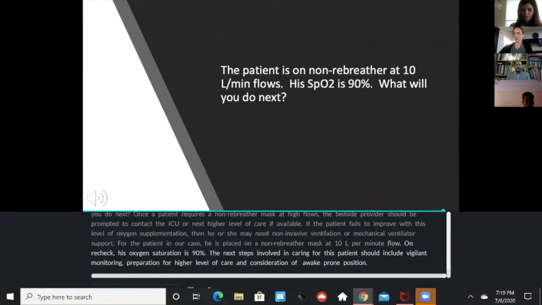For the patient in our case, he is placed on a non-rebreather mask at 10 liters per minute flow. On recheck, his oxygen saturation is 90%. The next steps involved in caring for this patient should include vigilant monitoring, preparation for higher level of care, and consideration of awake-prone positioning.